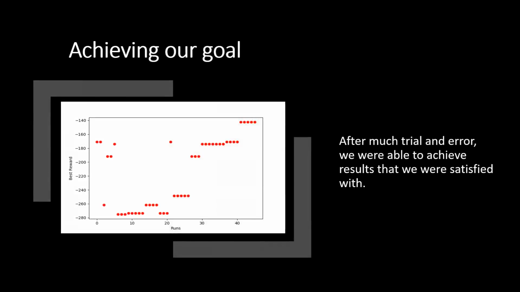After much trial and error that resulted in us changing the parameters of our Q-learning many times, we were finally able to achieve results that we were satisfied with. The graph on the left shows our agent converging to the most optimal path and receiving the best reward, therefore proving we have reached our goal.